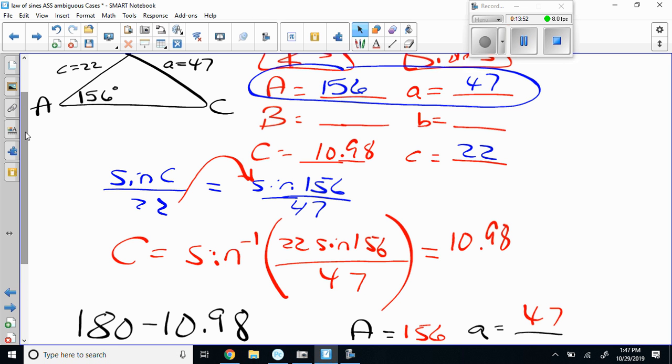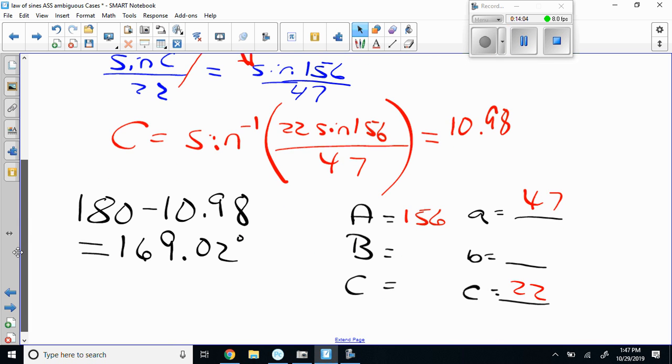If we go find its supplement, then that will be what angle C is for the second triangle. Okay? That's all we're doing. That's what this 180 minus 10.98 is, finding the supplement. I mean, two angles add up to be 180, right? So when I do that, I get 169.02.